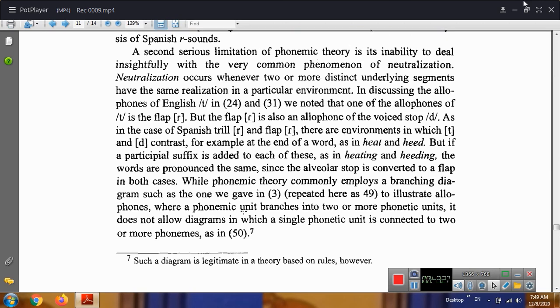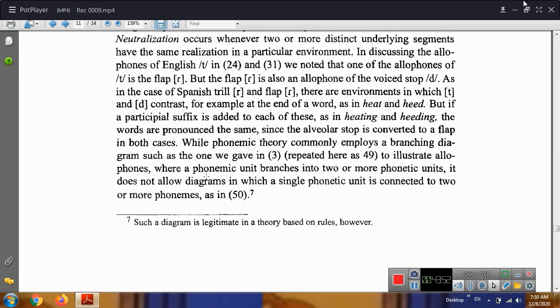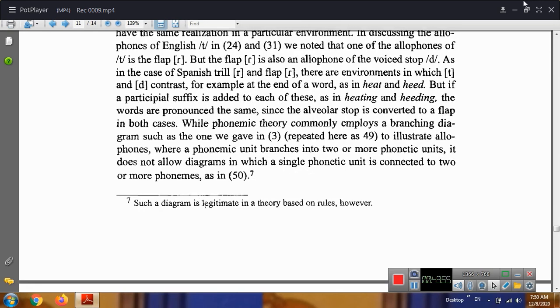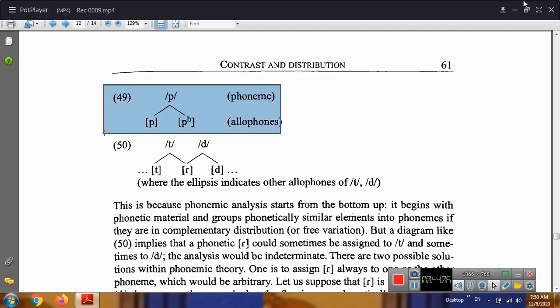While phonemic theory commonly employs a branching diagram such as the one we gave in 3, which here we have repeated in 39, to illustrate allophones, where a phonemic unit branches into two or more phonetic units, a taxonomic phonology doesn't allow the diagram in which a single phonetic unit is connected to two or more phonemes, as in 15. Here, this diagram is common in phonemic theory because we have two allophones which are related to just one phoneme.